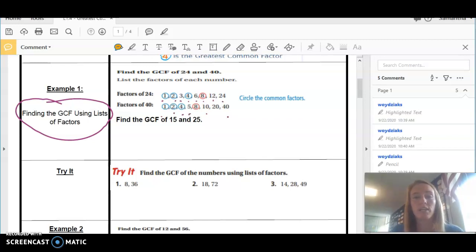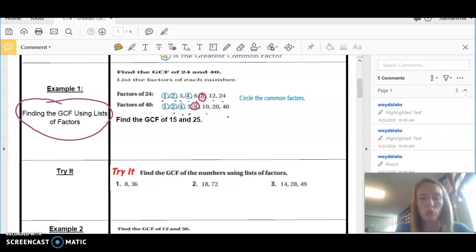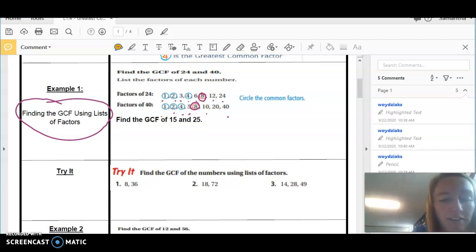It's really important that you go through and make sure you're getting them all. Something I did when I was your age is I would go, okay, 1 goes into it. Does 2 go into it? Does 3? And I would go all the way up until I couldn't anymore because I had listed all of them. So that's what we did here. And then you can see that 8 is circled because 8 was the greatest common factor. So it's important to circle the common factors and then take a look and see which one's the greatest. So I'm going to do an example of 15 and 25.